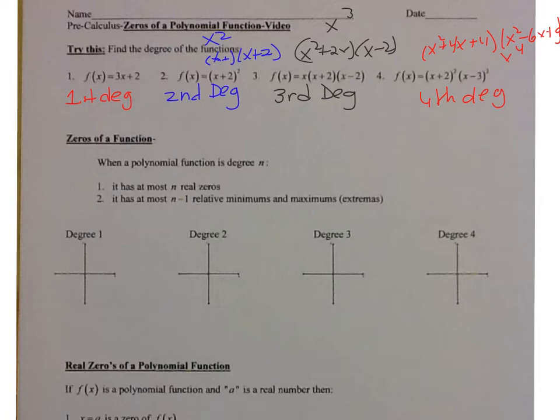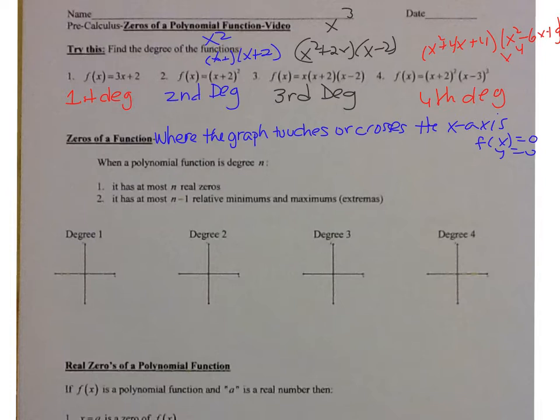Okay, so the zeros of a polynomial. The zeros of the polynomial is where the graph touches or crosses the x-axis. All right, so where it crosses the x-axis would be when f of x, which is your y value, is equal to 0. Because remember, where something hits the x-axis, all the y values are equal to 0 there.